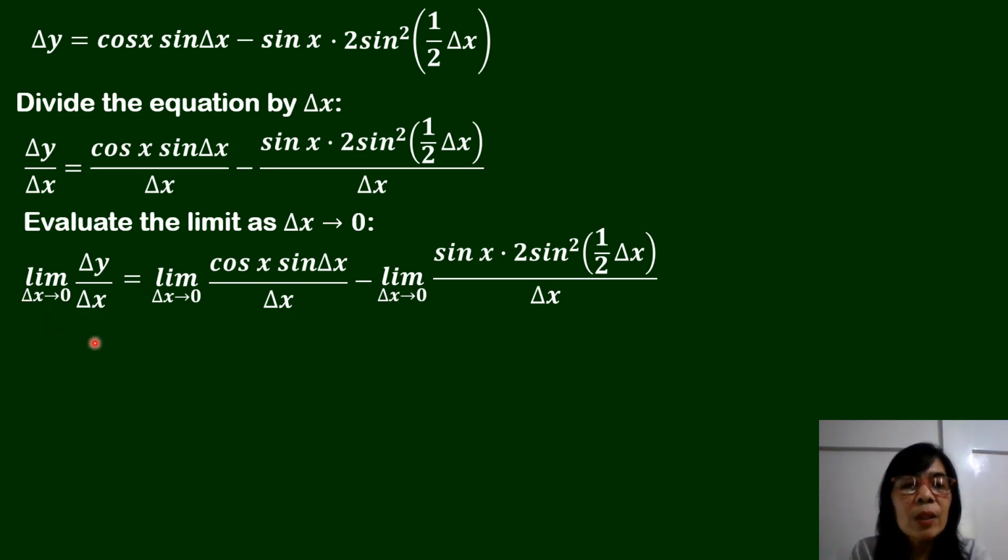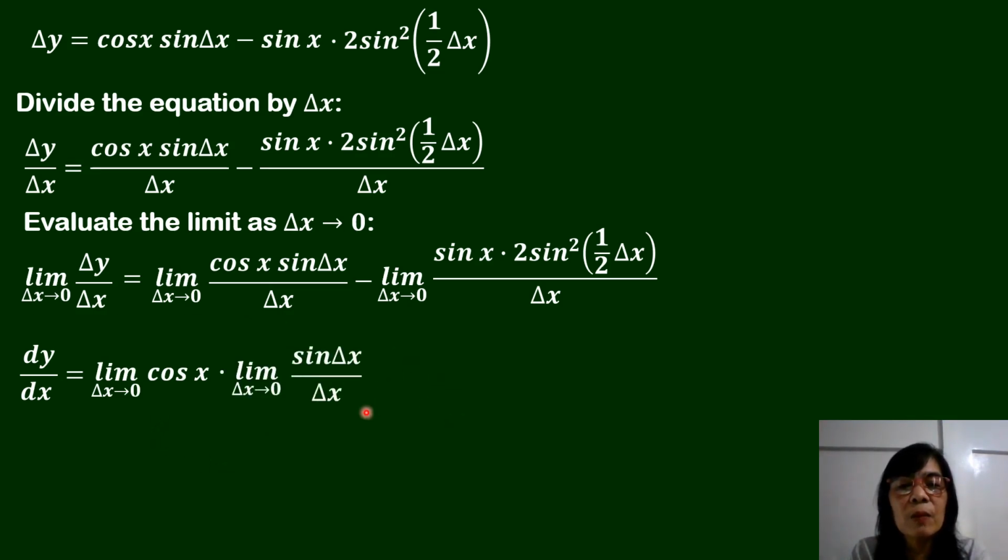So this symbol, the limit of delta y over delta x as delta x approaches 0, may be written as dy over dx. The limit of these factors may be written as the limit of cosine x as delta x approaches 0 times the limit of sine delta x over delta x as delta x approaches 0. So take note how we separate the factors. We are anticipating in the second factor for us to be able to apply the theorem: the limit of sine alpha over alpha as alpha approaches 0 is equal to 1.